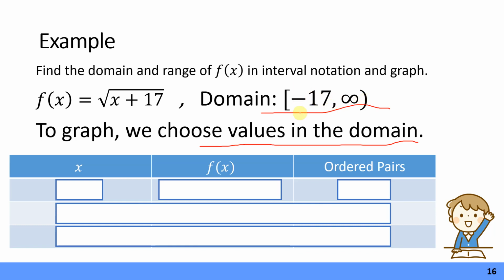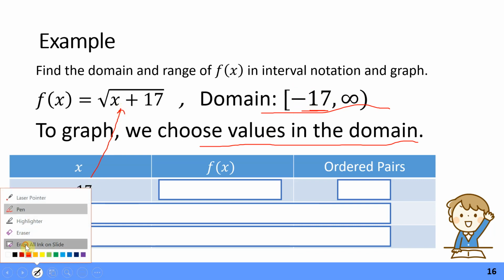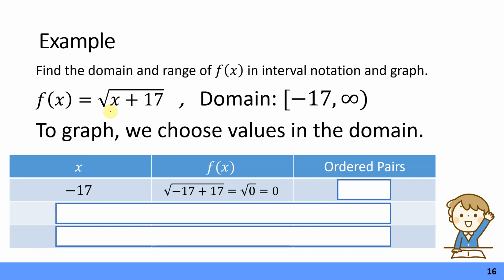So let's go ahead and start at negative 17. So I'm going to choose negative 17. I am going to put the negative 17 in the x and see what answer I get. Okay, so I put the negative 17 in here, right? So instead of x, I put negative 17 plus 17. So what does that give me? Negative 17 plus 17 is 0. What's the square root of 0? Well, 0. So there we go. We have our first ordered pair.